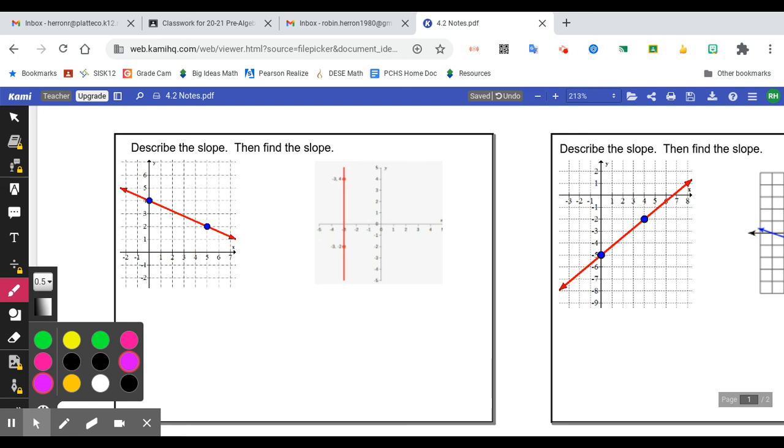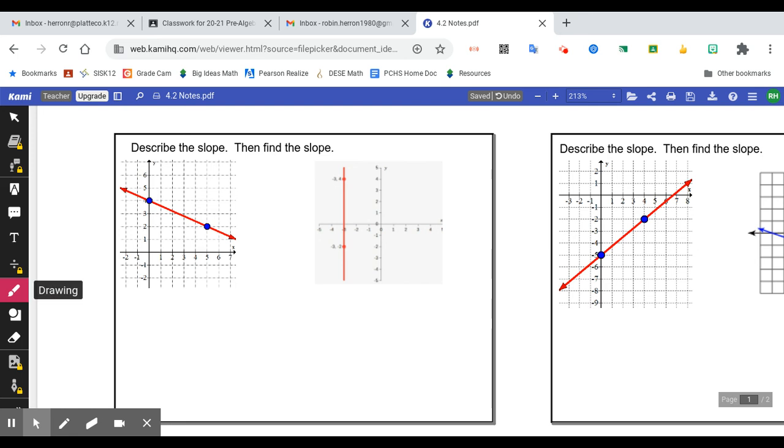Okay, let's go to the next one. This one, same thing. Starting on the left-hand side, start here, go to this one. I have to go down and to the right. So down 1, 2 means it's negative 2. To the right, 1, 2, 3, 4, 5. So my rise is negative 2 and my run is 5. I can't simplify, so there's my answer.